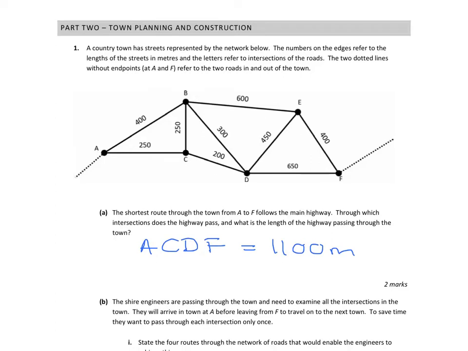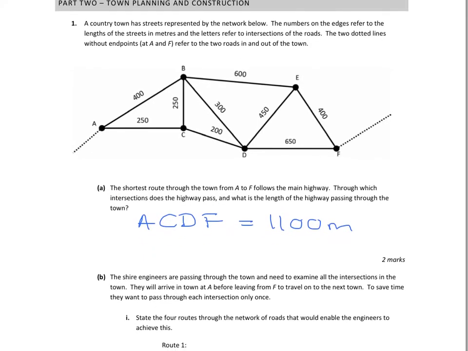Part B then asks us about some Shire engineers passing through the town who need to examine all intersections in the town. They need to arrive in town at A before leaving at F to travel on to the next town. To save time, they want to pass through each intersection only once. So we're looking at Hamilton paths here, going from A to F.